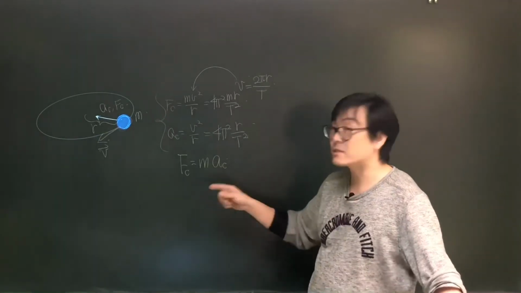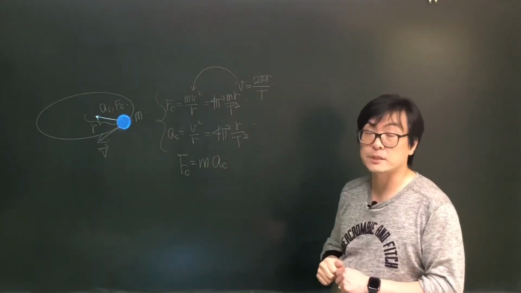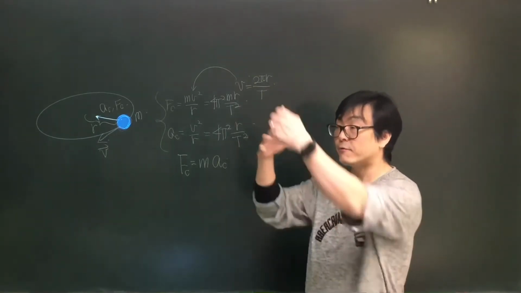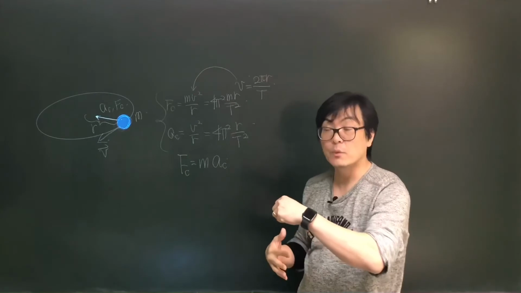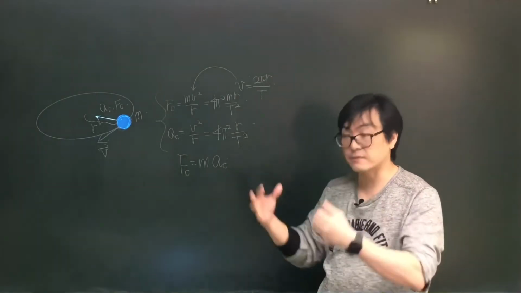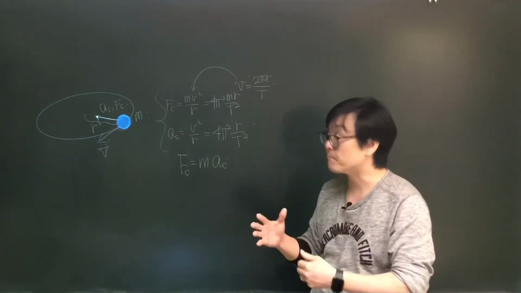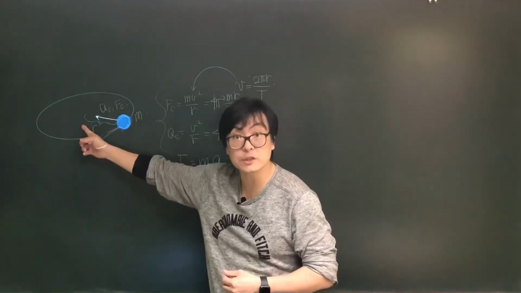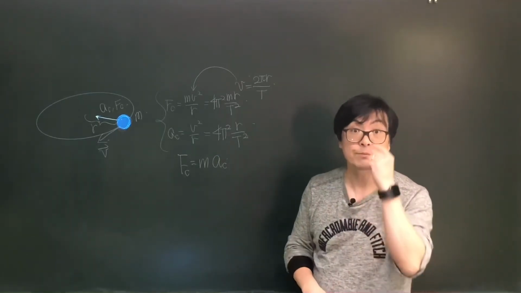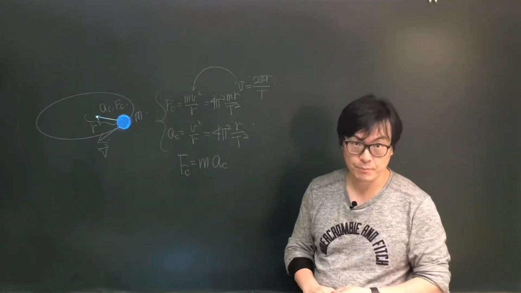Okay, so that's the key thing about the centripetal force. Centripetal force is the net force. If you have several forces, when you get the vector sum of those forces applied on the object, the sum must be toward the center from the object, and that becomes the centripetal force of the object.